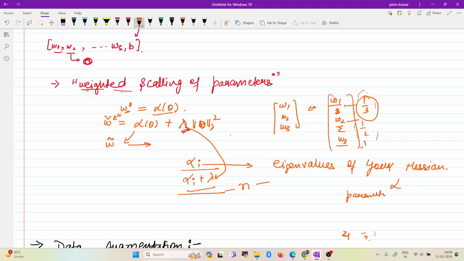I hope I was clear. For more details, you can look at the derivation. I'm not covering the derivation here. You can look at the derivation there.